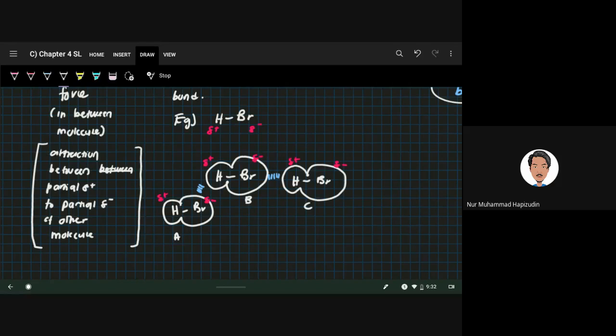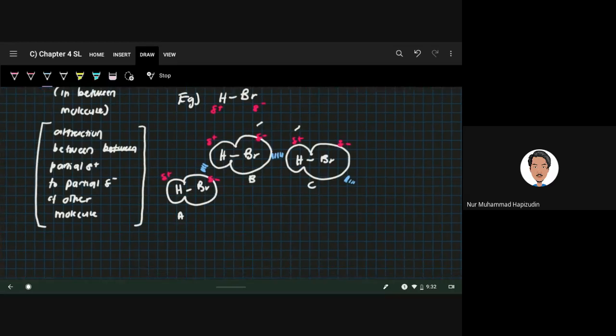And in molecule B, the partial negative are attracted to the partial positive from molecule C. And this process is continuously lah. So which one is more stronger? Therefore the dipole force is more stronger than London force because this is permanent. Permanent, kekal, dia takkan hilang.